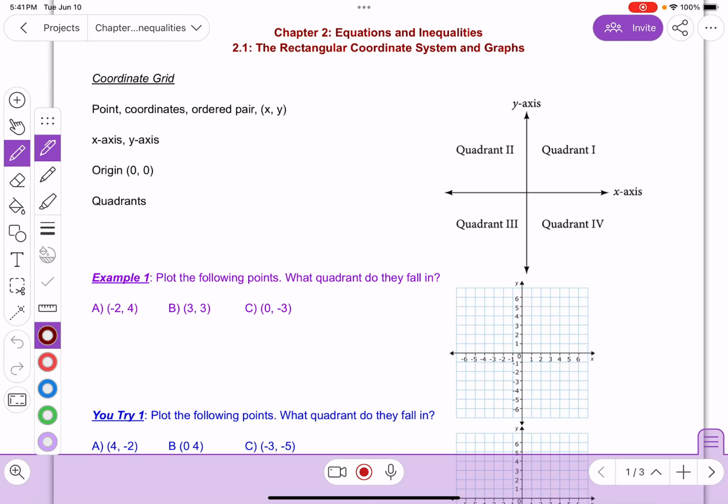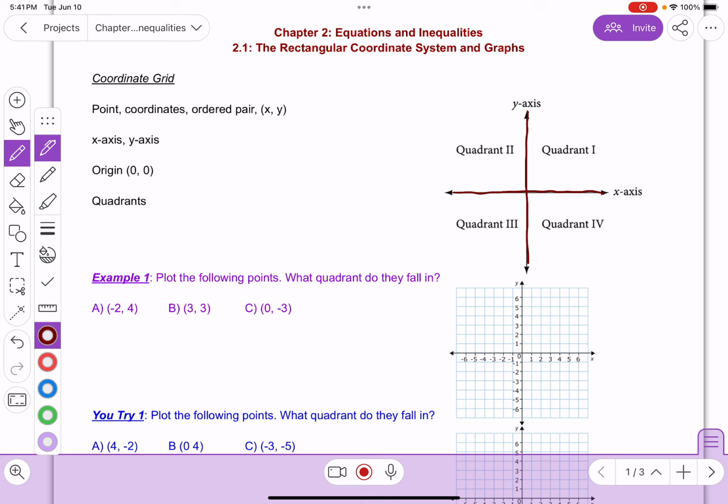All right, this video is going to be for section 2.1, where we're going to look at the rectangular coordinate system and graphs. So we're going to do a quick review of the coordinate grid, where we look at our x and y axis. So x is your horizontal axis, y is your vertical axis.